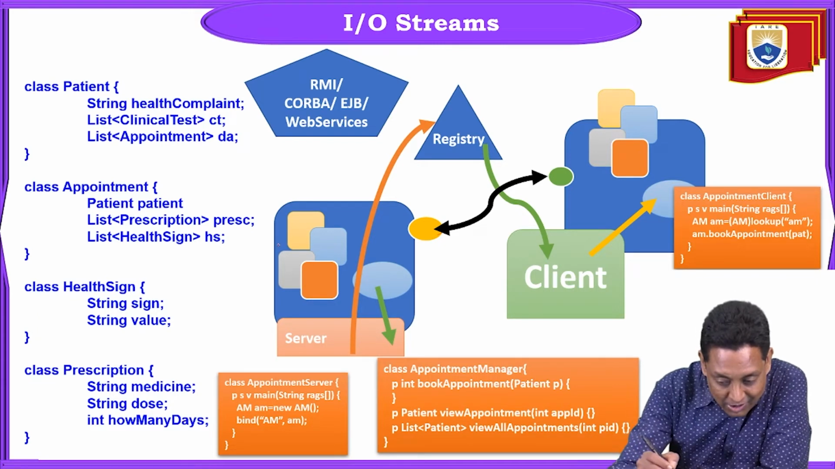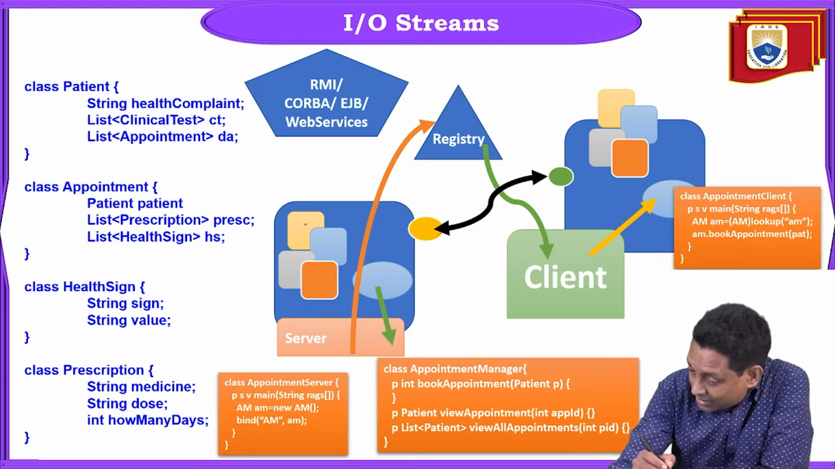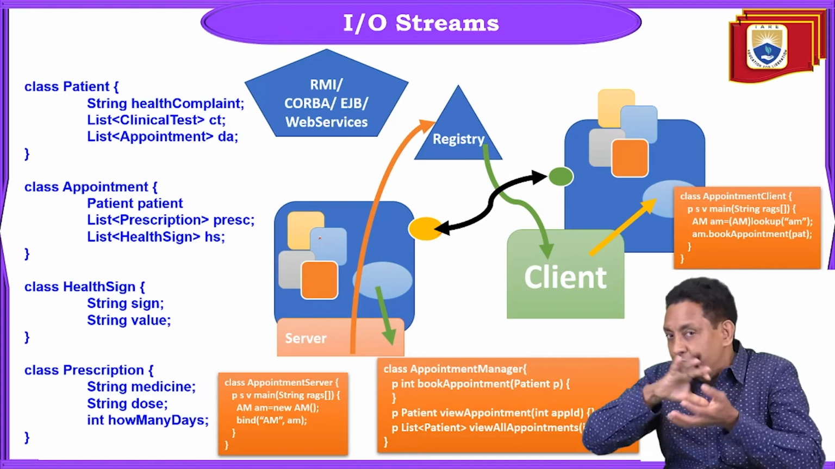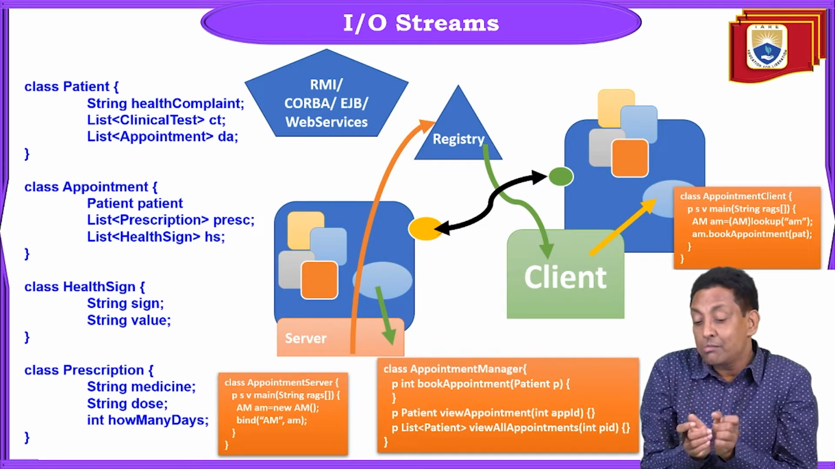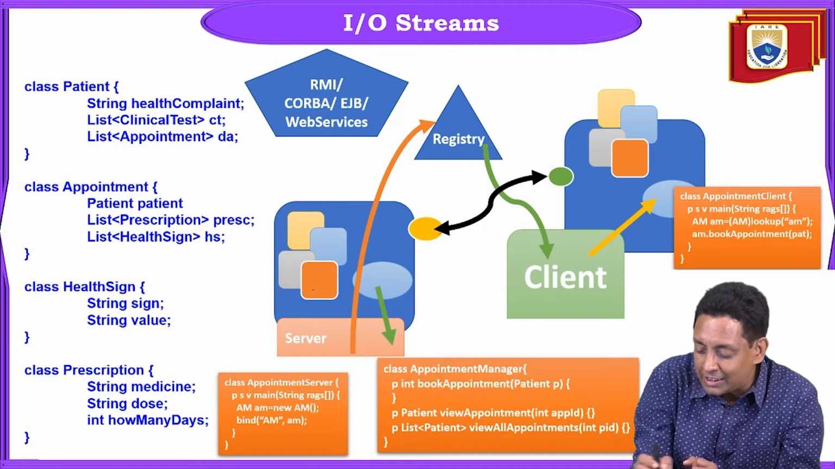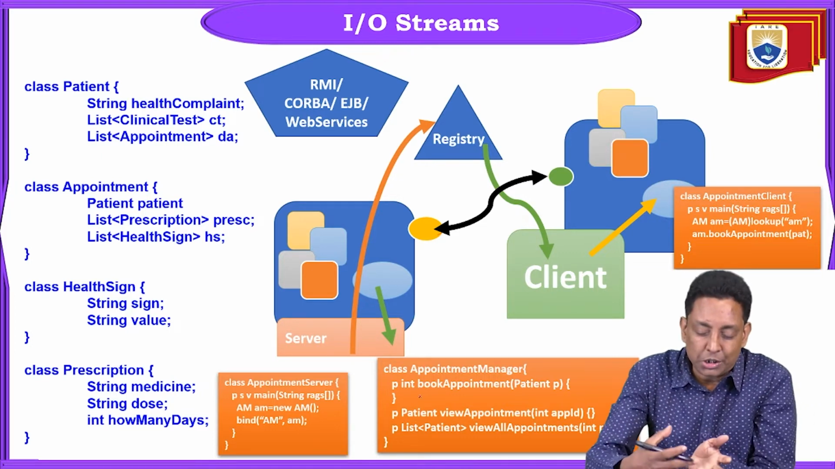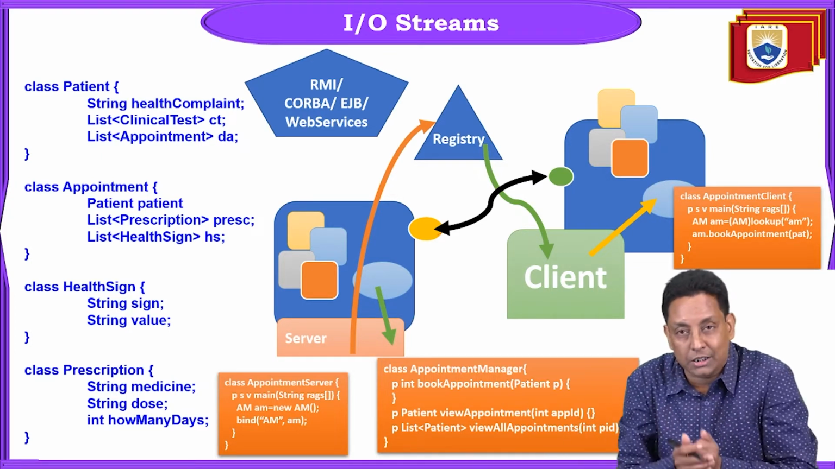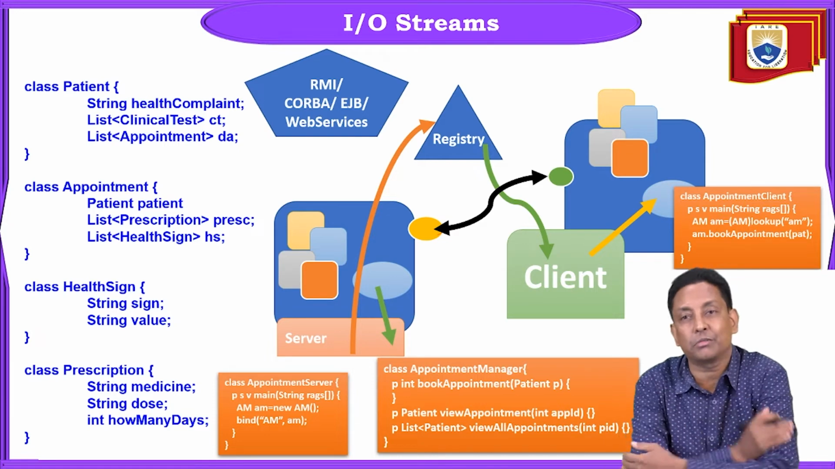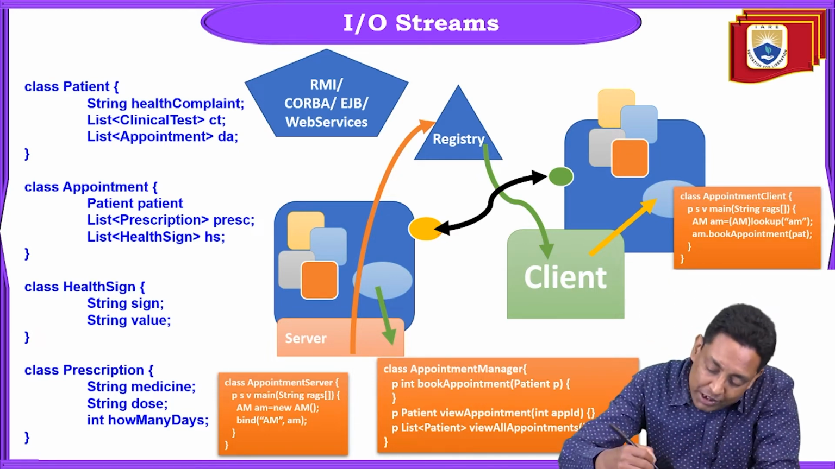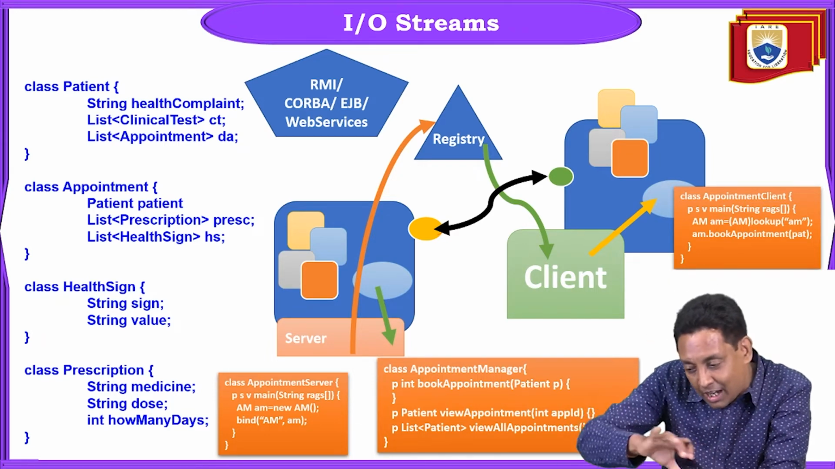But how do these class objects move? Usually an object can be used only within the JVM. But here the objects of these classes created in this application must move from server system to client system, and sometimes from client system to server system. How will objects move? Their state will move.